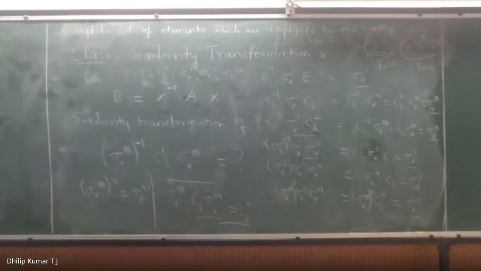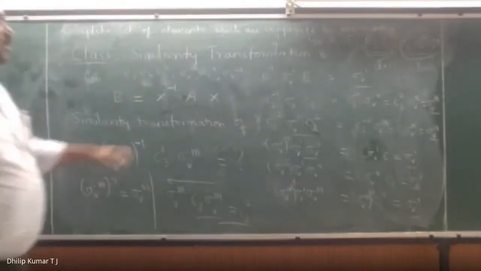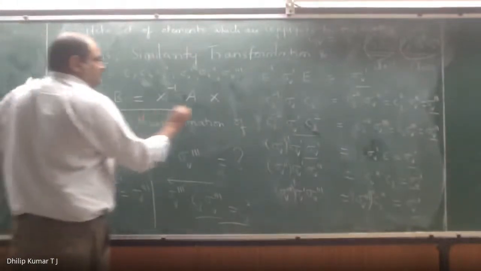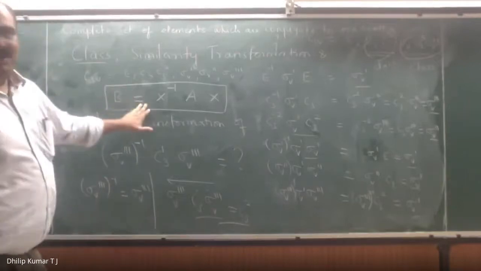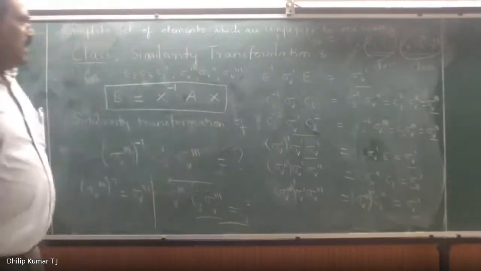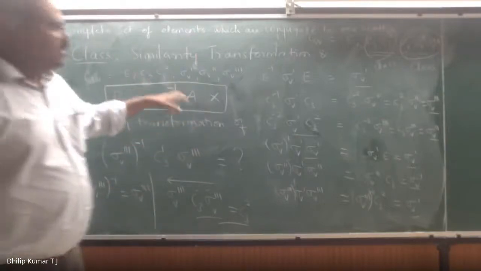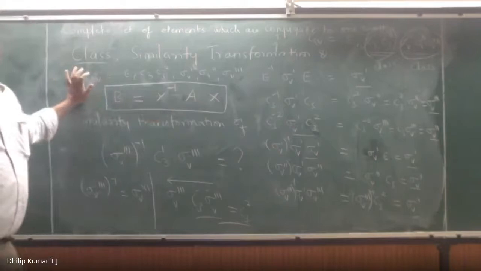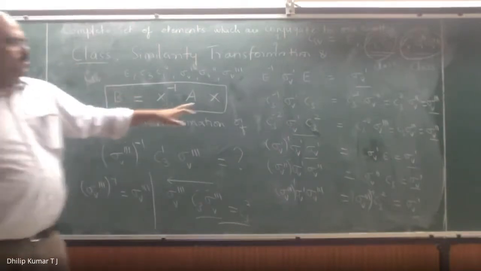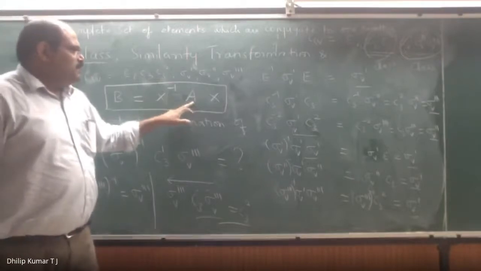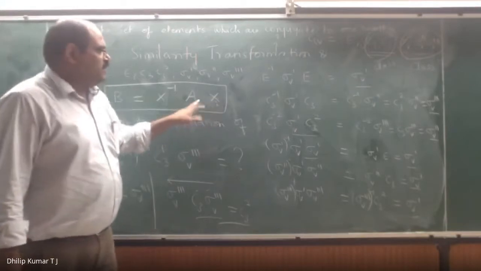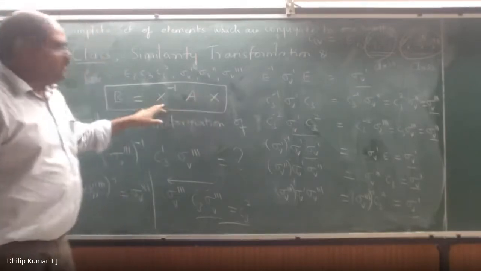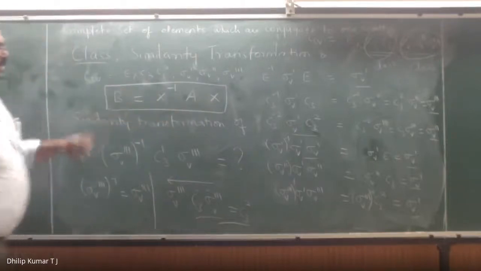Okay, so class means conjugate. When we say, if you perform this operation, it's a common general notation, B equal to X inverse A X. I think you might have studied this in +1 or +2 itself, similarity transformation in your mathematics course. Same thing we are applying here. These are the symmetry operations. A is one symmetry operation, B is another symmetry operation. If you multiply A with another symmetry operation and its own inverse, you will end up with another symmetry element.